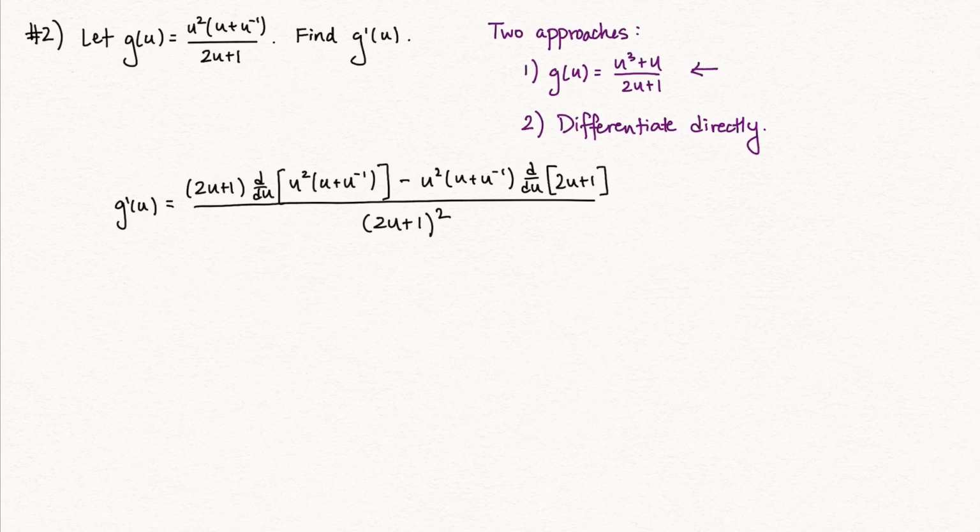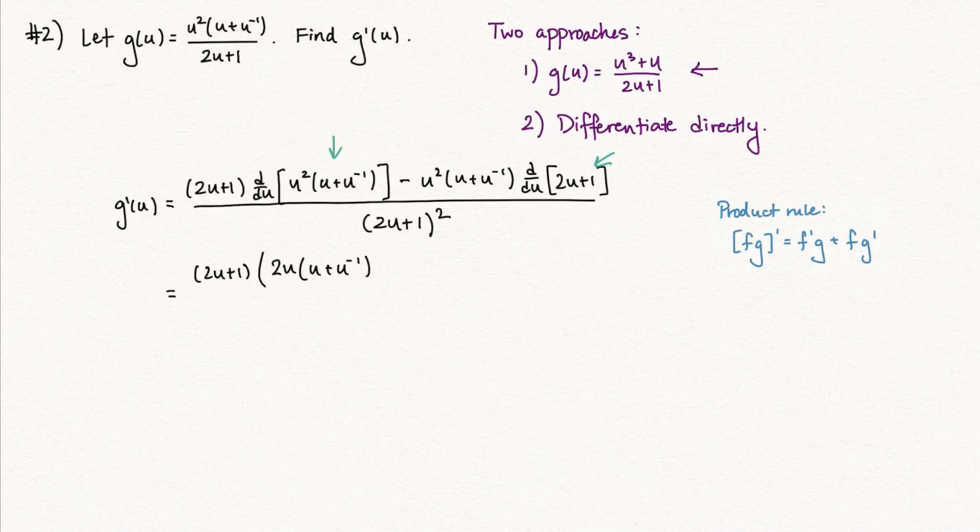All right, so looking at our work so far, we see that there are two derivatives that we need to evaluate. The first one is going to be a product rule, and then the second one is going to be a power rule. So let's go ahead and evaluate those. So we get 2u plus 1 times, now using the product rule, the derivative of the first, which will be 2u, times the second, plus the first, which is u squared, times the derivative of the second. So now this will be 1 plus negative 1 times u to the negative 2.